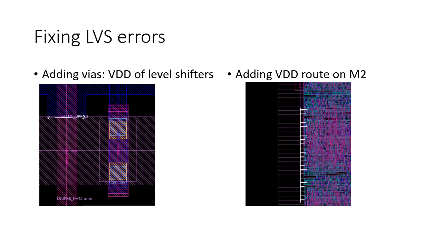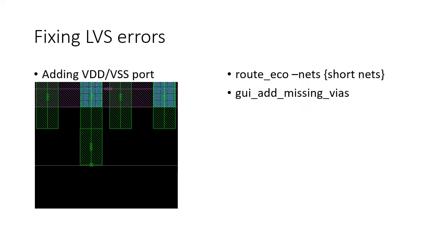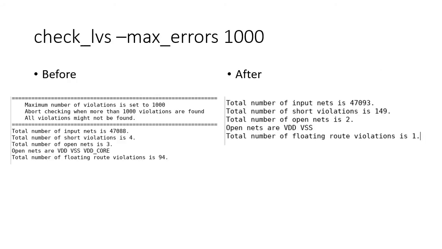For fixing the LVS errors, I have used the methods discussed for the labs. I have added VIAs on the VDD of the level shifters as they were open. Then I have added the VDD route on the M2 layer, which connected all the M1 layer VDD straps, and I have added the VDD and VSS port on the M4 layer and used these commands to remove the short nets and to add the missing VIAs on the selected net.